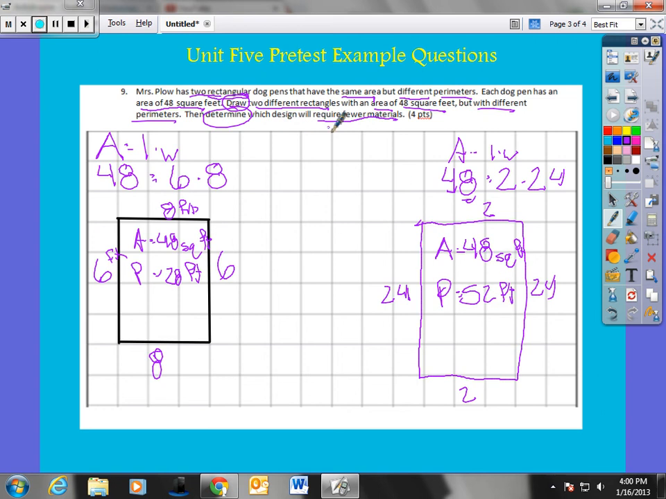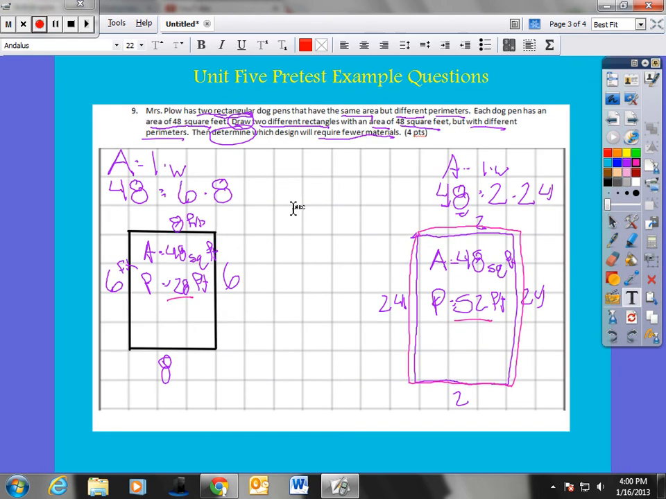Now, determine which design will require fewer materials. Well, I need to build a fence, and the fence needs to go on the outside, obviously, or around the dog pen, not inside it, so I'm figuring out the perimeter. Well, I already know the perimeters. This perimeter is 52 feet. This perimeter is 28 feet. So, I could tell you right now that this one will require fewer materials.